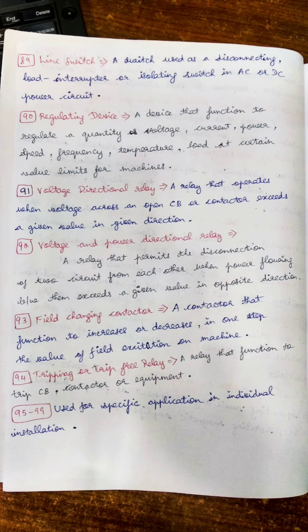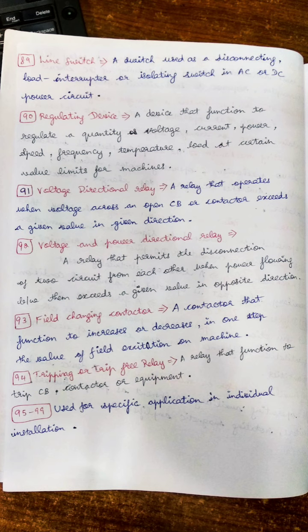Next 91, voltage directional relay, a relay that operates when the voltage across an open circuit breaker or contactor exceeds the given value in a given direction. Next 92, voltage and power directional relay, a relay that prevents the disconnection of two circuits from each other when the power flow between them exceeds a limit.